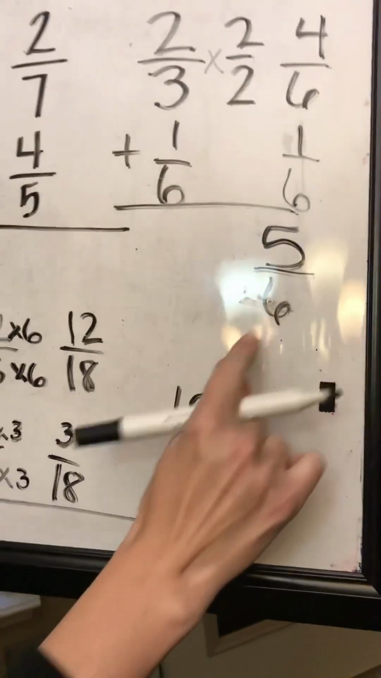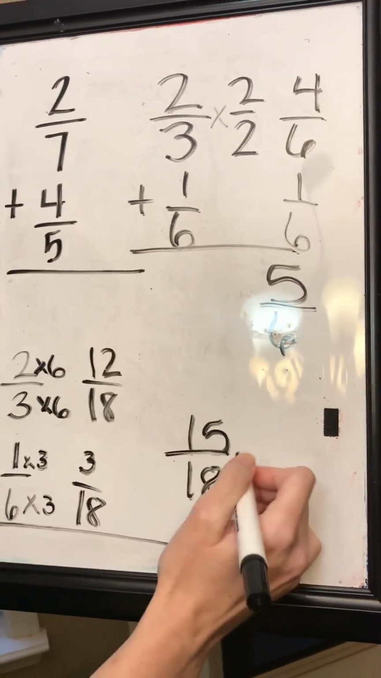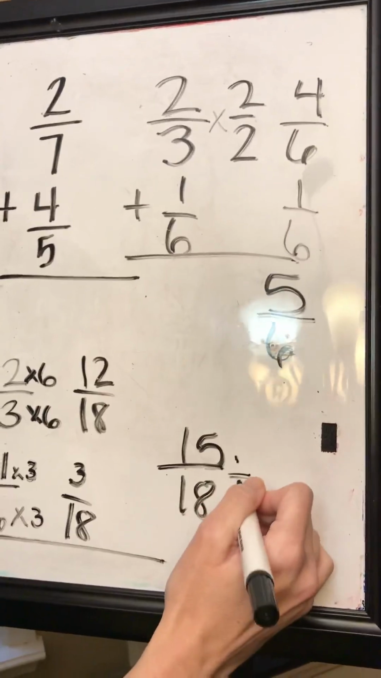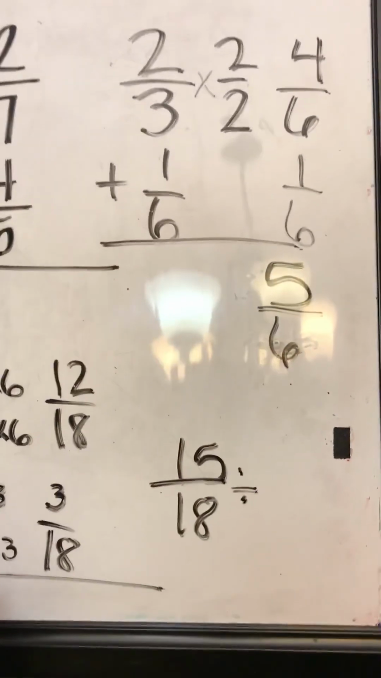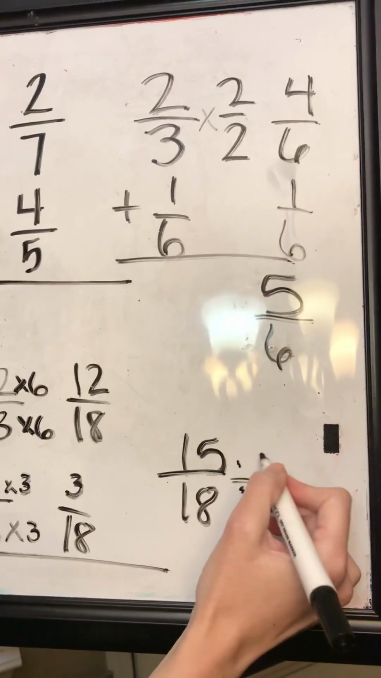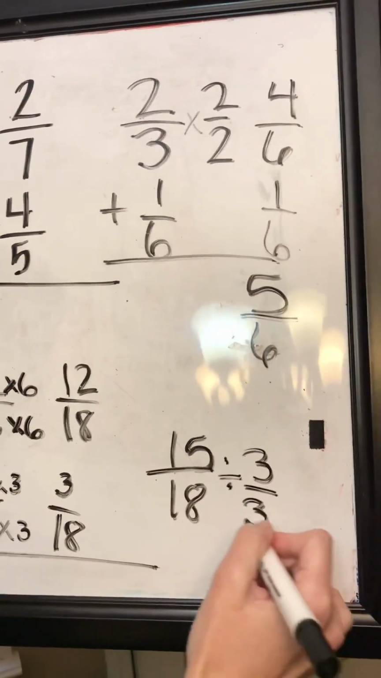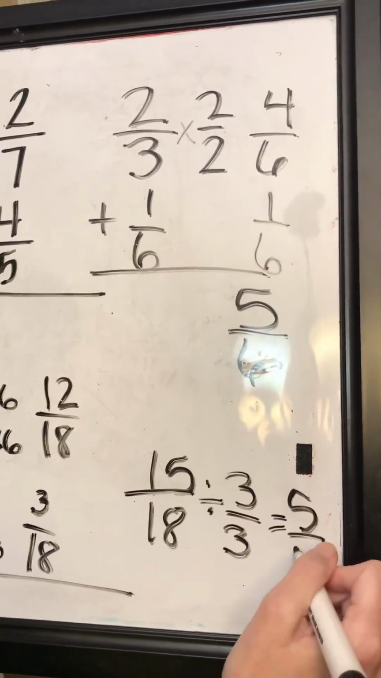So 5/6 and 15/18 are equivalent. So I could divide by a common factor in order to show that these are equivalent. So remember, to find equivalent fractions, we can either multiply or divide by the same number. So if I divided both of these by 3 over 3, that's like dividing it by 1, then I get 5/6.